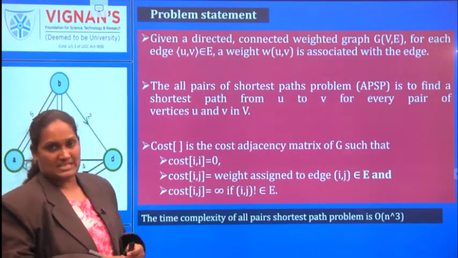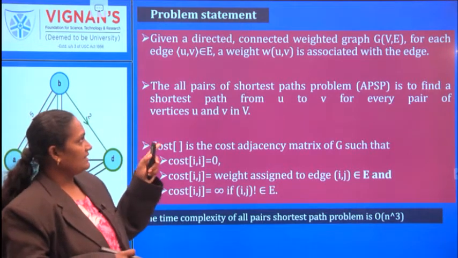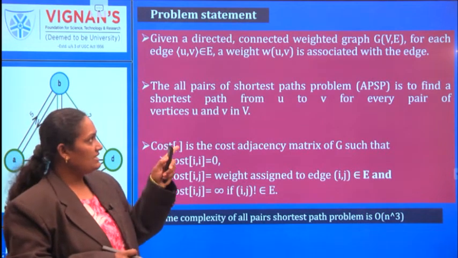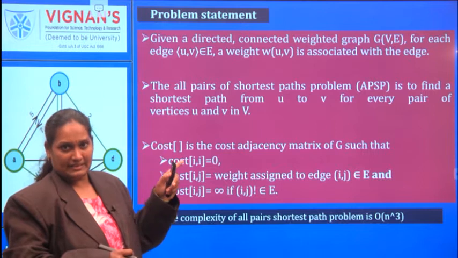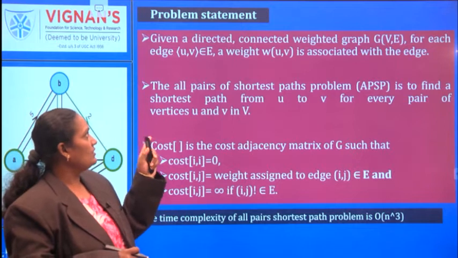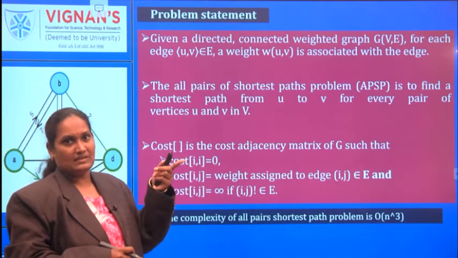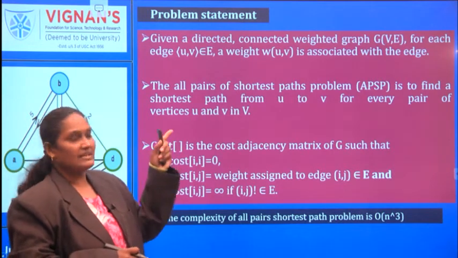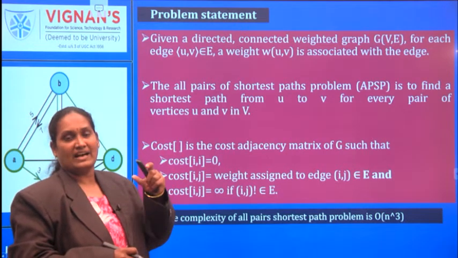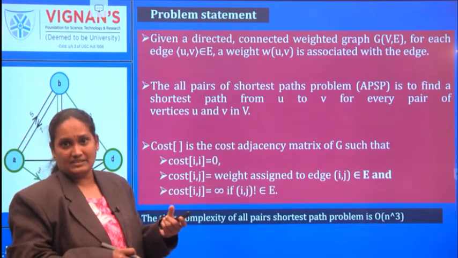Now coming to the problem statement, what is the all pairs shortest path problem? Given a directed connected weighted graph G(V, E). Here G(V, E) is a graph. This is a directed connected weighted graph. For each edge (u, v) of E, a weight w is associated with the edge. We already said that the graph G is a weighted graph. Weighted graph means each edge is assigned some value. That value is nothing but the weight of that edge or the cost of that edge.